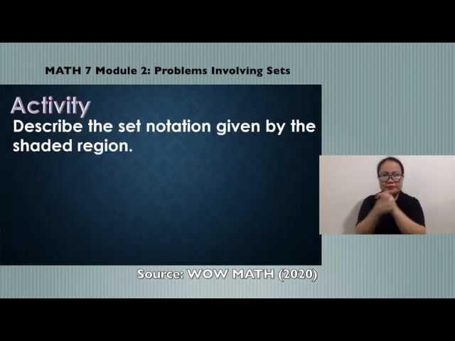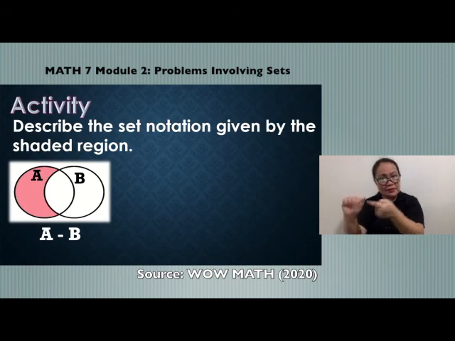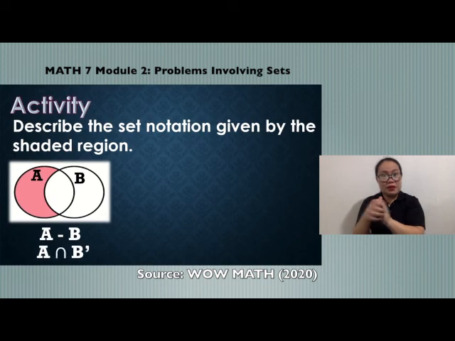Okay? Next. Now, since A lang ang may shade dito at walang B, therefore this is difference. A minus B, tatanggalin natin yung part ni B. Or, pwede rin naman siyang the intersection of set A and the complement of set B. So, pwede natin to i-describe using two set notations.